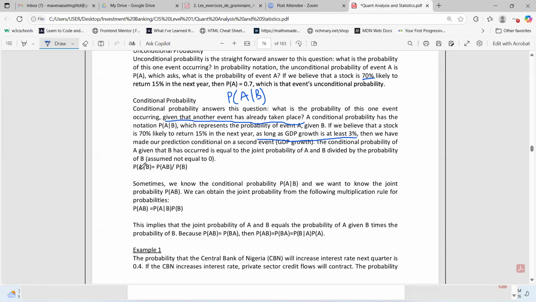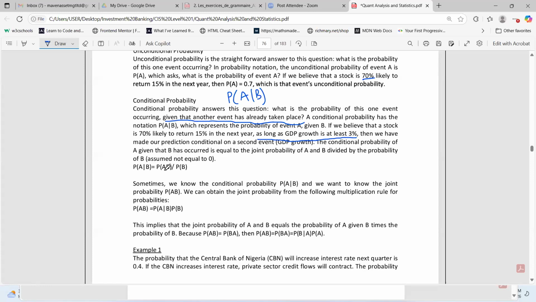Conditional probability. Look at the formula here. What is the probability of event A happening given that event B has already happened? If that is the case, what do we need to do? You need to find the probability of A and B. A and B is like the "and" we mentioned earlier. So you need to find the probability of A and multiply it by the probability of B when we say "and." Then you divide all that you've gotten by the probability of B. That is what this line here is explaining to us.